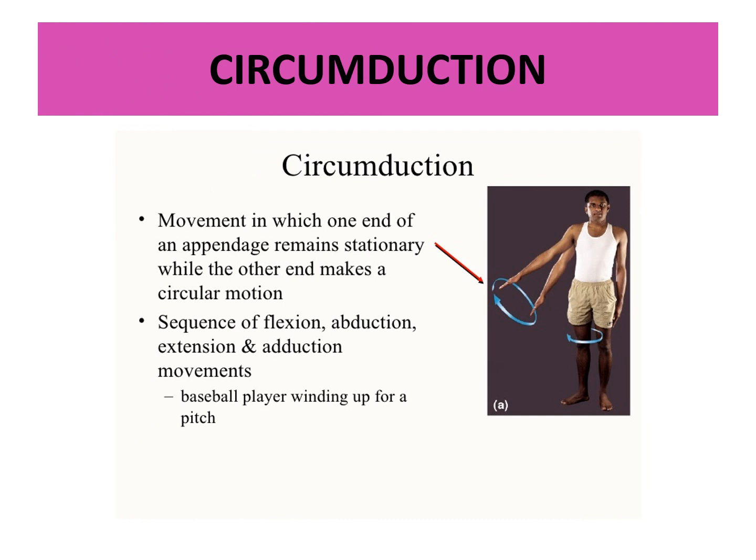Now, the third type of movement is circumduction. Children, it is a compound circular movement which involves flexion, extension, adduction and abduction. Okay? This type of movement is mainly seen in the shoulder and hip joint. Okay?